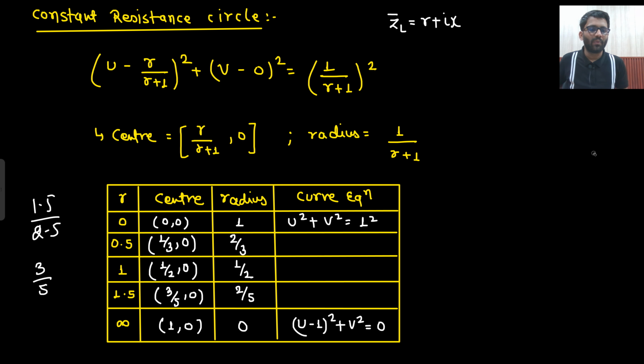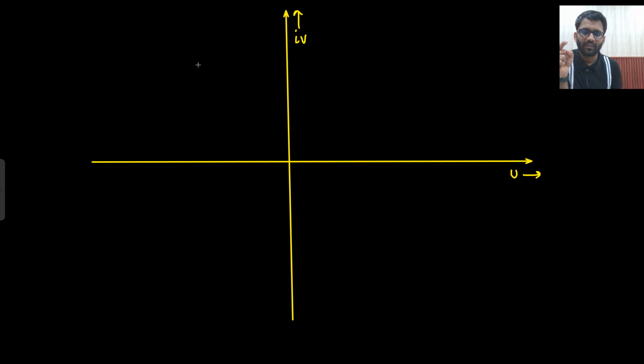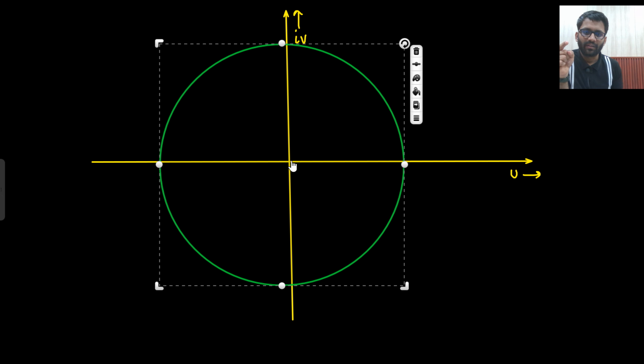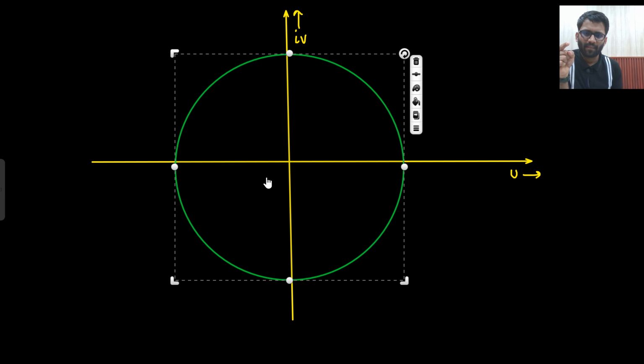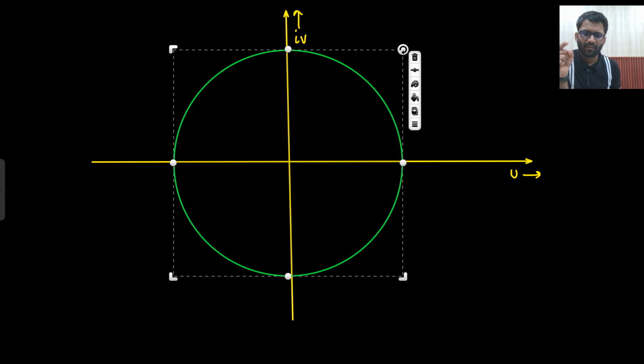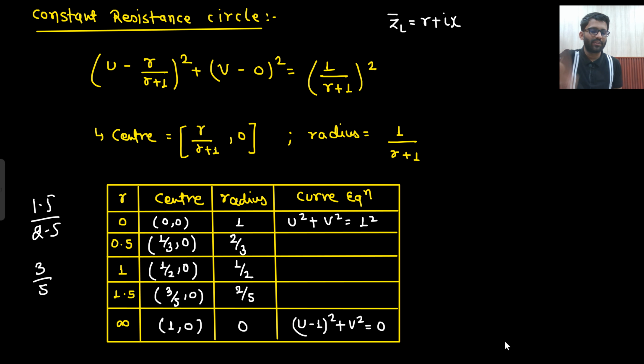So now we will make all these circles. Our first circle is center at 0 comma 0 and radius is 1. So this is how I can make it. Center at 0 comma 0 and radius is 1. This radius is 1 that I am telling. So this is coming for resistive part equal to 0. This r is not radius, this is the resistive part. So this circle is coming for resistive part equal to 0.